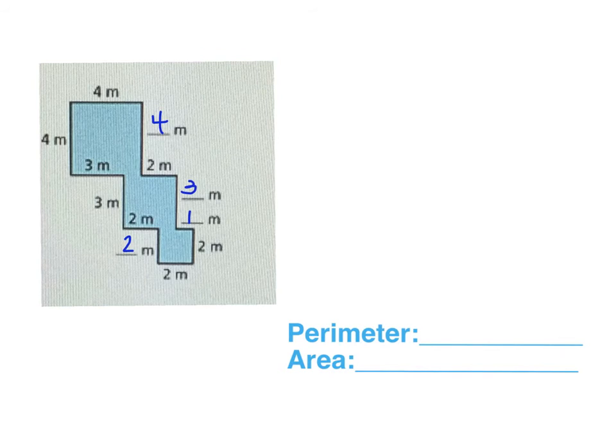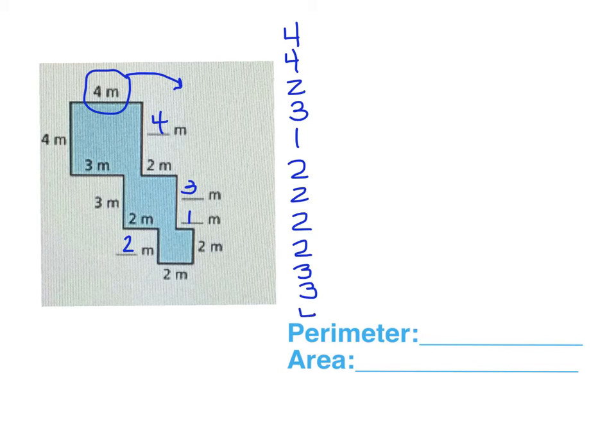There are a lot of numbers in this complex figure, which makes it very challenging. I'm going to use my trick by starting at the top and moving clockwise. 4, 4, 2, 3, 1, 2, 2, 2, 2, 3, 3, and 4. Thankfully, I have a lot of doubles in this problem, so I'm going to take all of my 2s and take them out and add them together. 2, 4, 6, 8, 10.